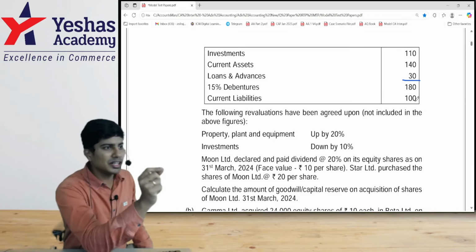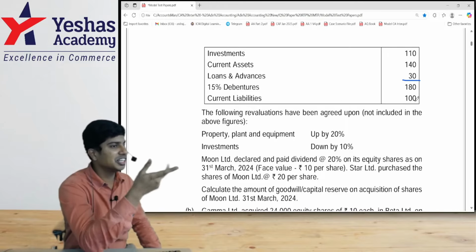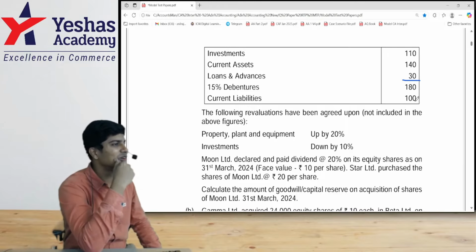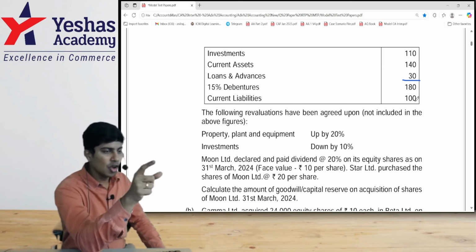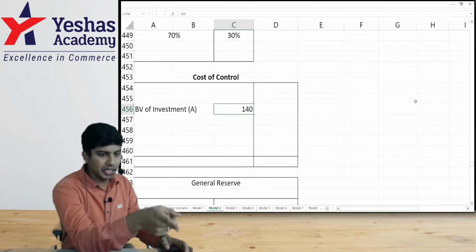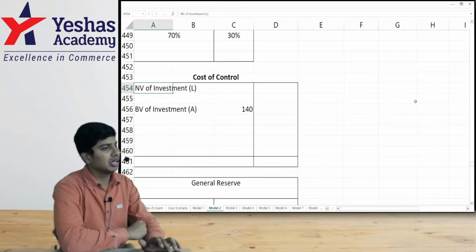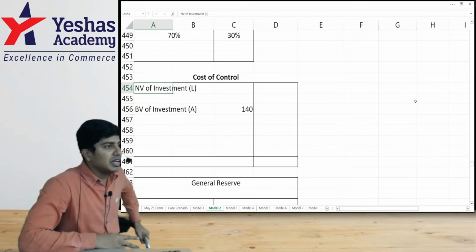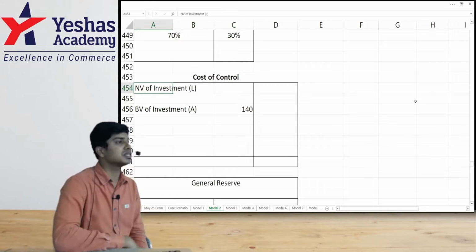A very important and crucial data in the balance sheet is missing. What is it? Share capital and reserves. We don't know. Do we need it? Yes. Share capital has to be split between holding and minority. The holding share of share capital should be written in cost of control as the nominal value of investment. If we don't write this, how will we compare? If we can't compare, how will we find goodwill or capital reserve? So there's a missing piece in the balance sheet.